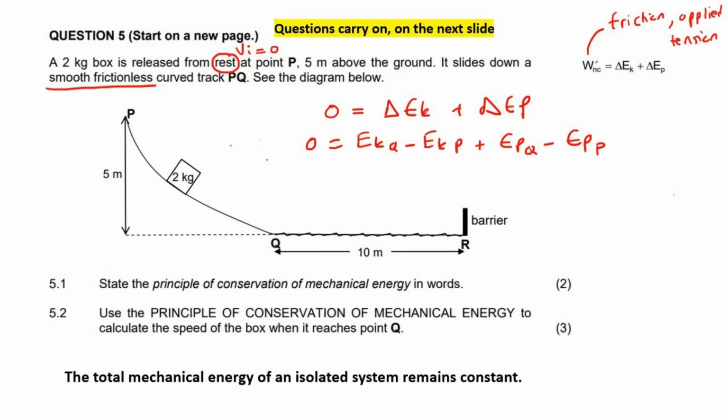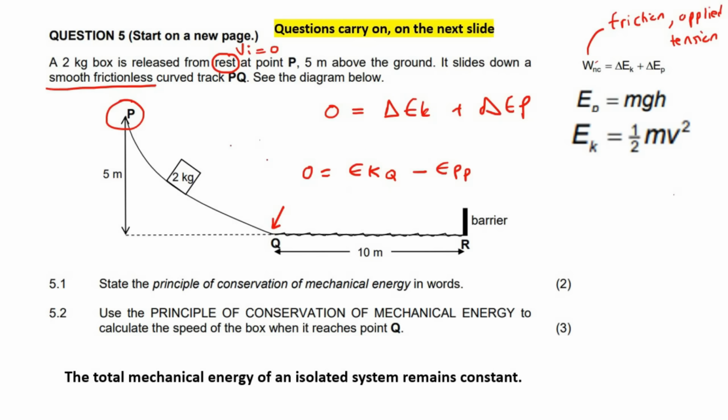So I know that at point Q, the potential energy is 0, so this part here is just going to be 0. And over here, the kinetic energy at point P would be 0. So my formula is now like this: kinetic energy at point Q minus the potential energy at point P. That is what my formula comes down to. Now I need to fill in kinetic energy and potential energy, both of which are on the formula sheet.